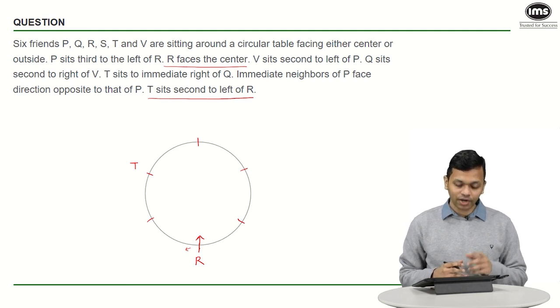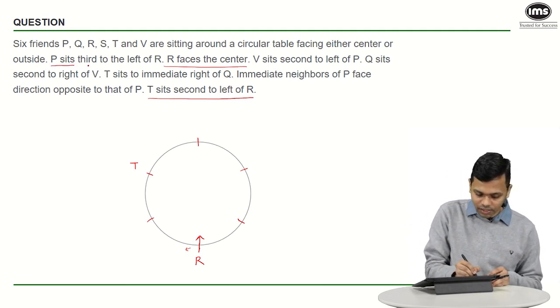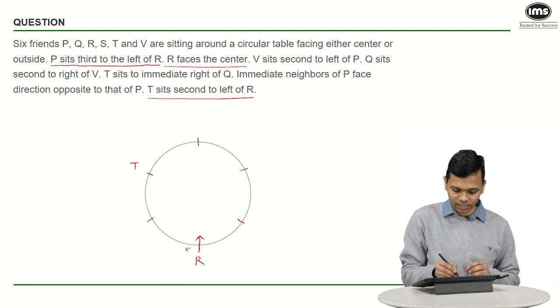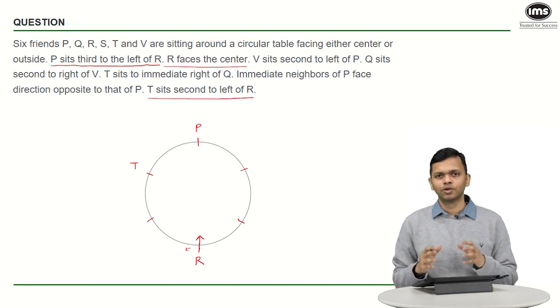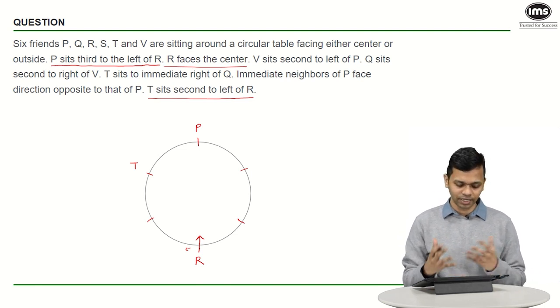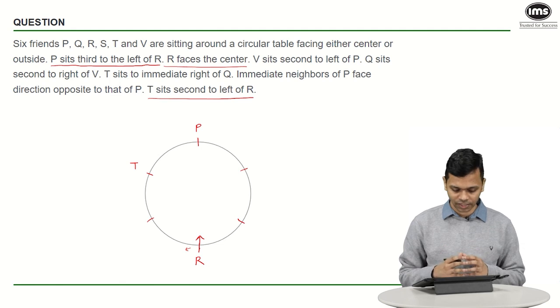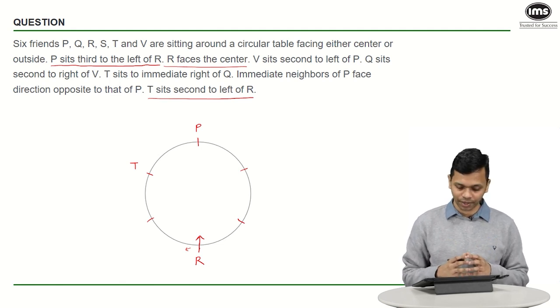Now related to R, we have one more point which says P sits third to the left of R. So since I have placed R here, I will have to place P here. You would have noticed that I have not put the direction for T and P as to where they are facing because it is unknown at this point of time.